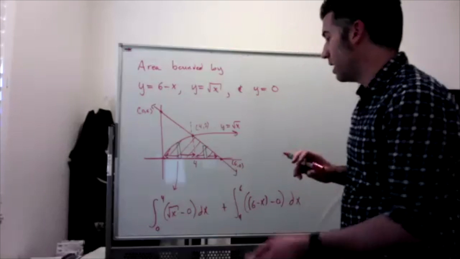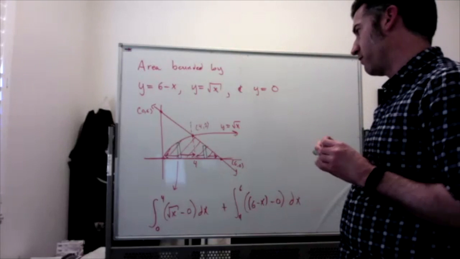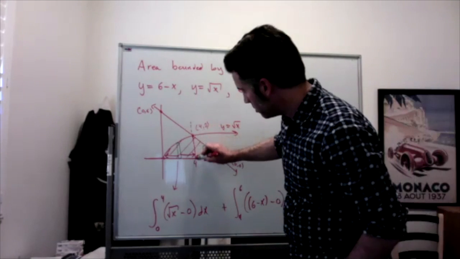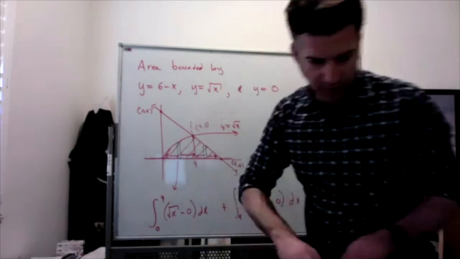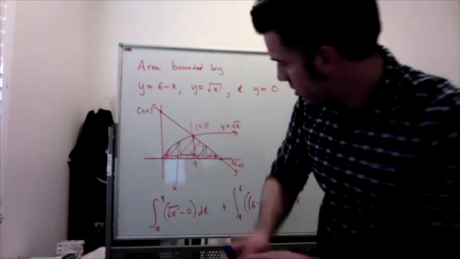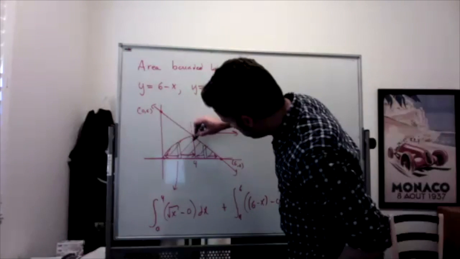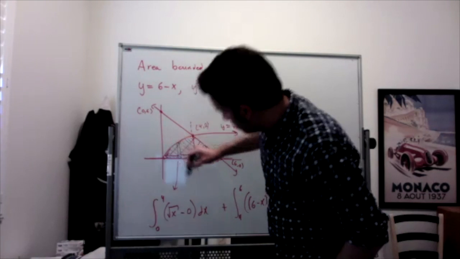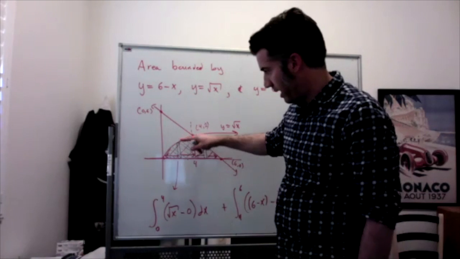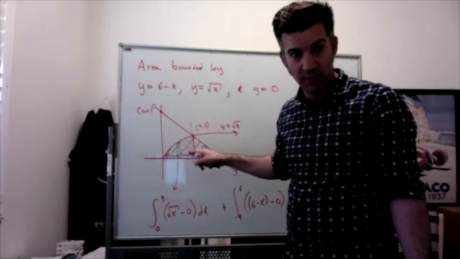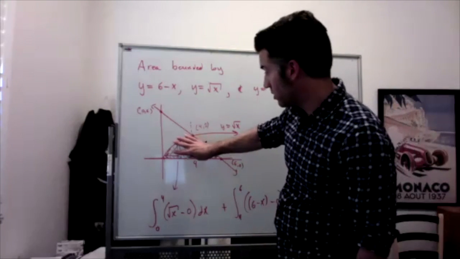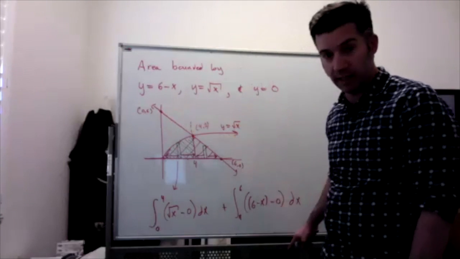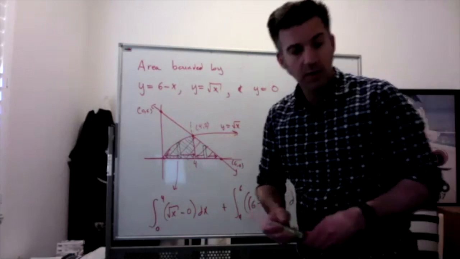It's because in this specific part here, this rectangle has the square root of x as its top. And this region really has kind of nothing to do with the line y equals 6 minus x. Yeah, it's pretty much irrelevant. Exactly.